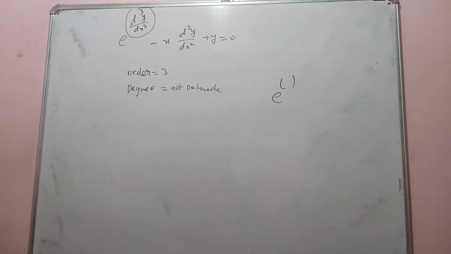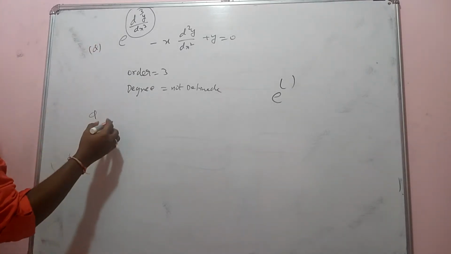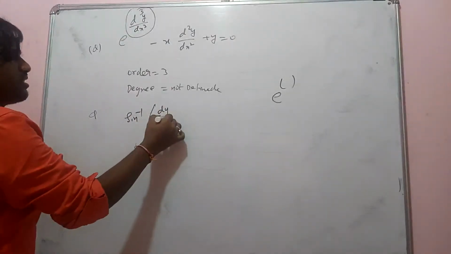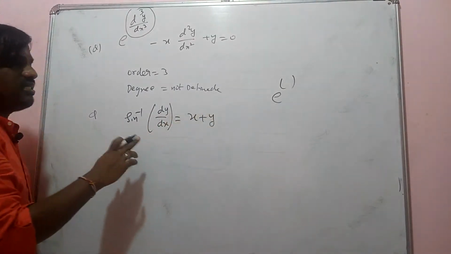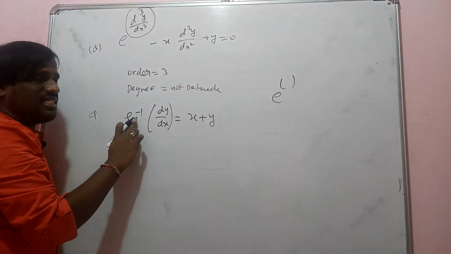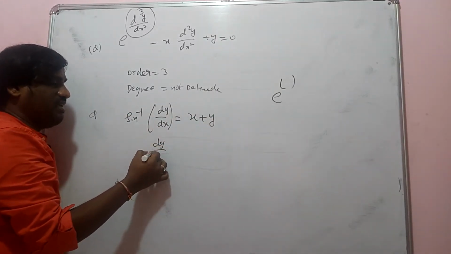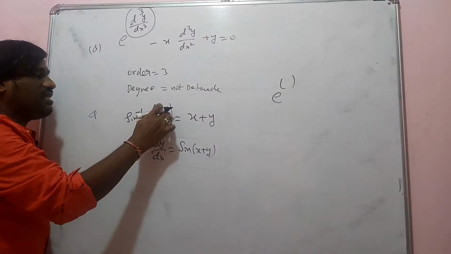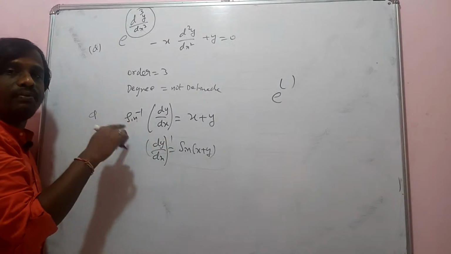Now let me explain another one. Suppose you have another question: sine inverse of dy by dx is equal to x plus 5. See here, I cannot separate the earlier one, but here I have a chance: I can send sine inverse to the other side. So I wrote dy by dx is equal to sine of x plus 5. I made this separate. So here we have a degree and we have an order. There is no problem in this question.